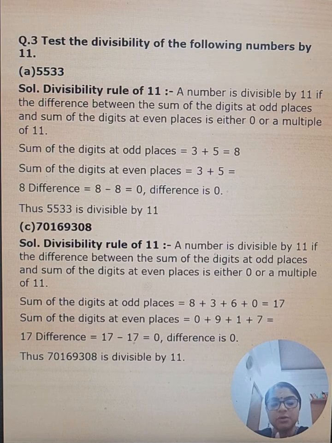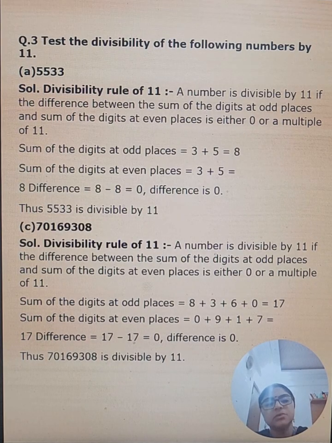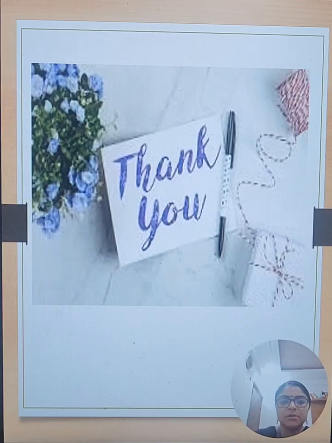Likewise, you have to memorize all the divisibility rules, then you can practice many questions. You have to be thorough with the divisibility rules. A few of them we have seen. You have to practice the questions. So you have to finish all the exercise problems. So thank you.